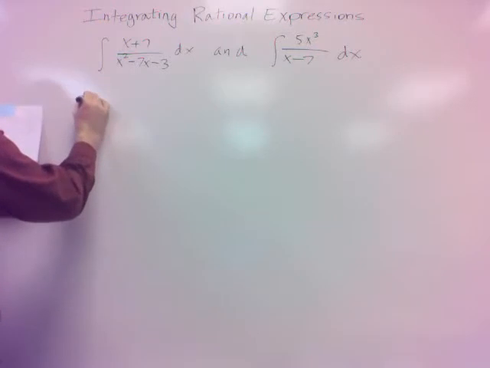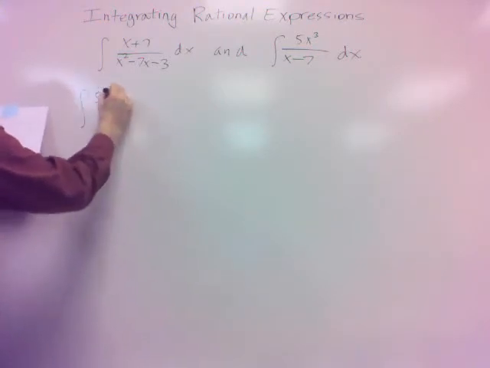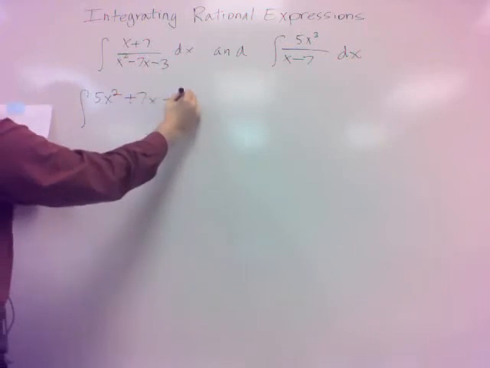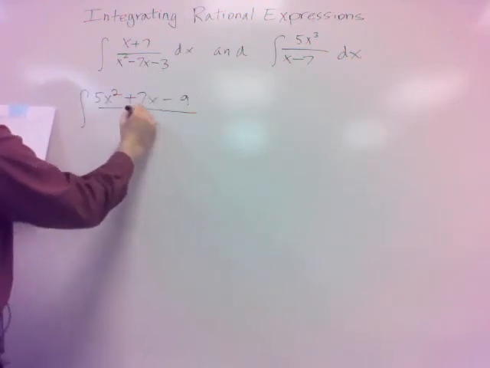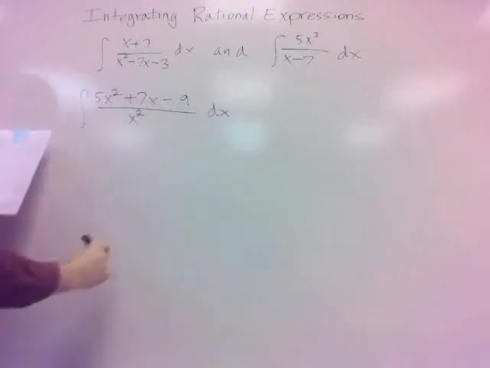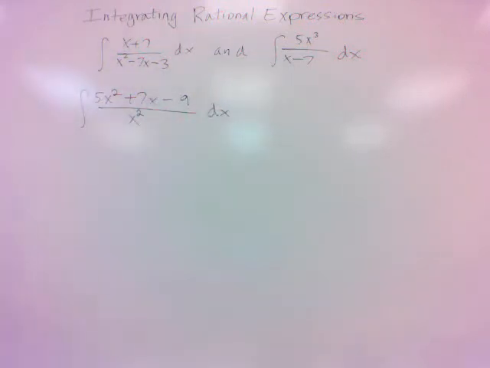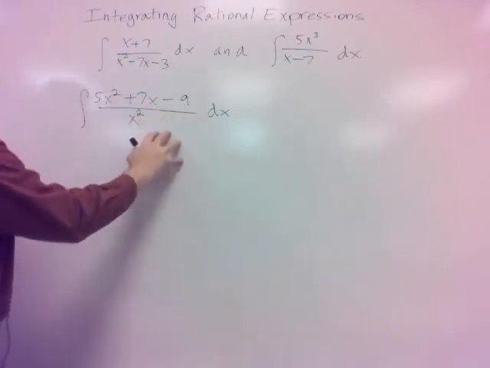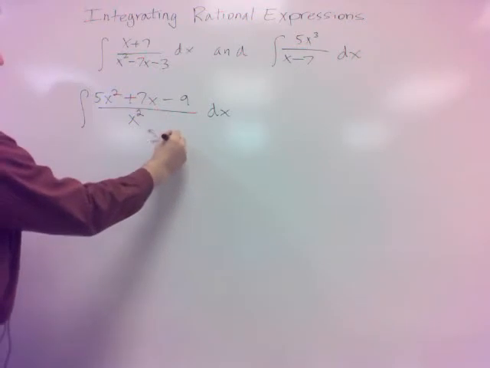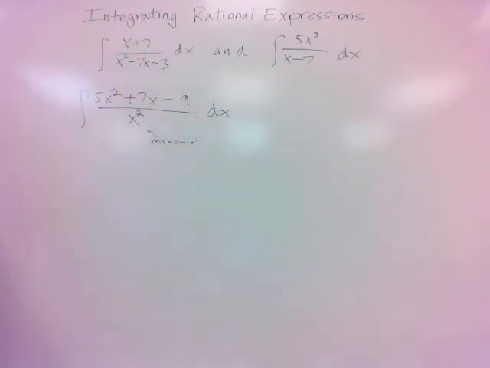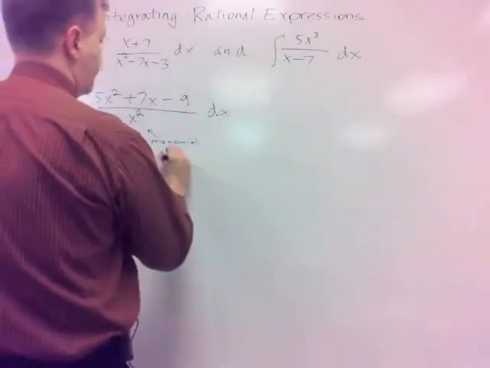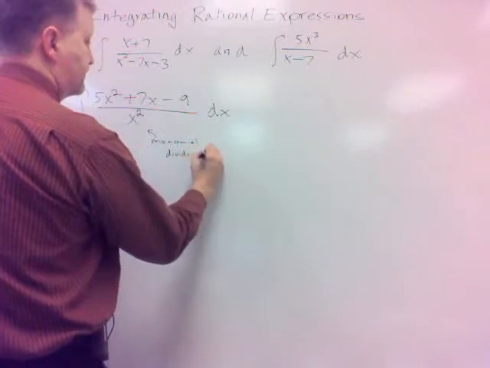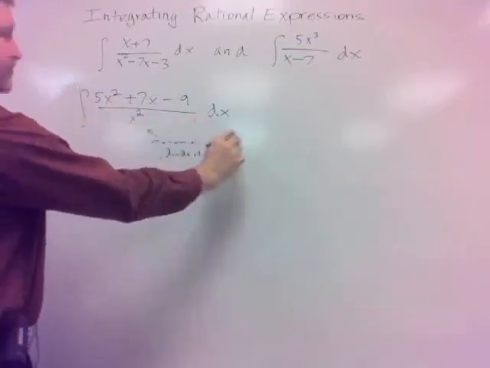Let's start with 5x squared dx. And this is actually one we have spoken to before. If your rational expression is dividing by a monomial on the bottom, then the idea would be to split it up, divide it up. In other words, divide each separately by x squared.